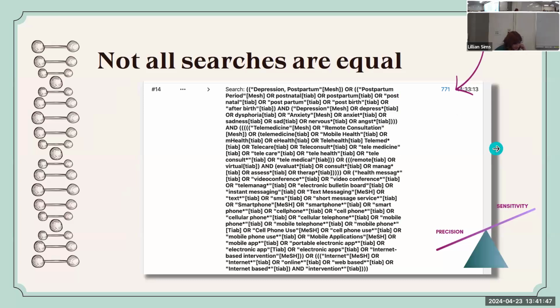And note here, we have 771 articles from this search. So you can see that it's much more sensitive. We're getting a larger number with this search.